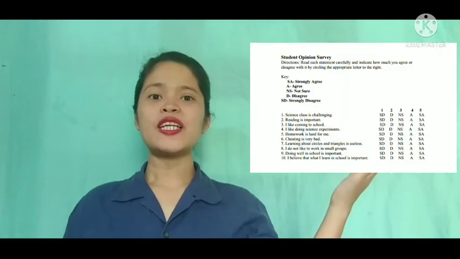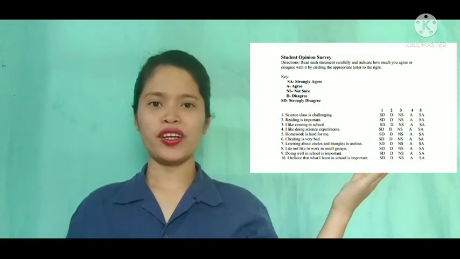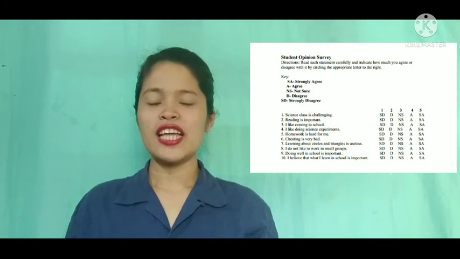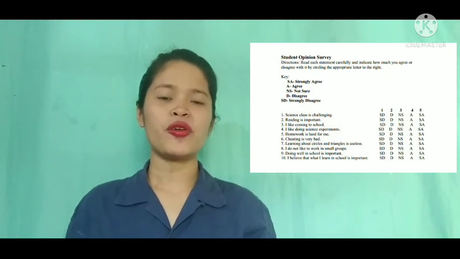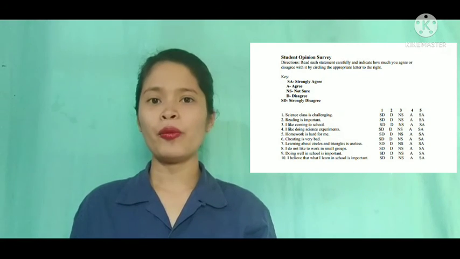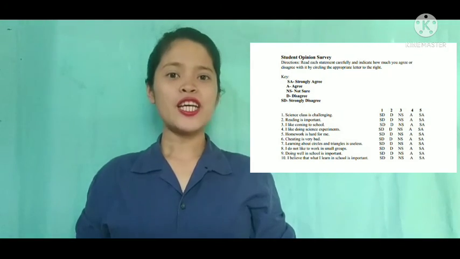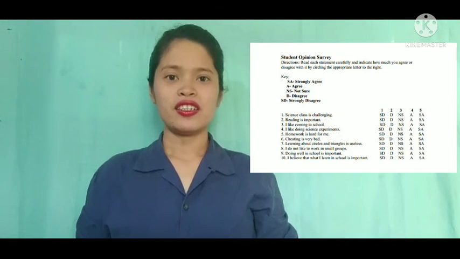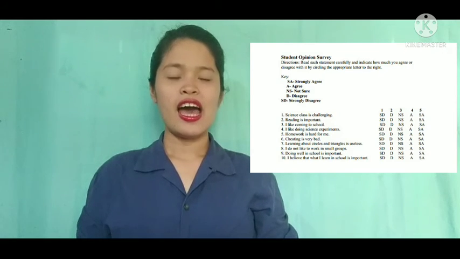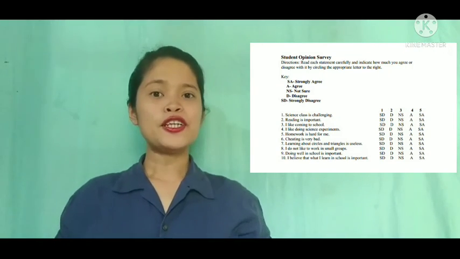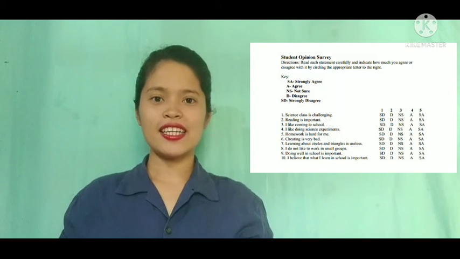While here is an example of student self-report. As the direction indicated, the student should indicate how much he or she agrees or disagrees with the following statements by encircling the appropriate letter. Letter SA for strongly agree, letter A for agree, letter NS for not sure, letter D for disagree, and letter SD for strongly disagree. First statement is about science class.